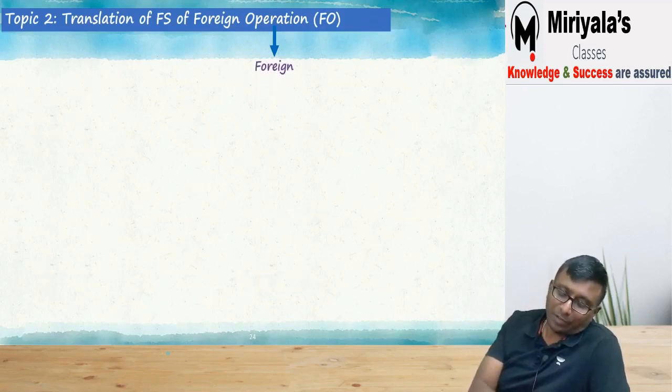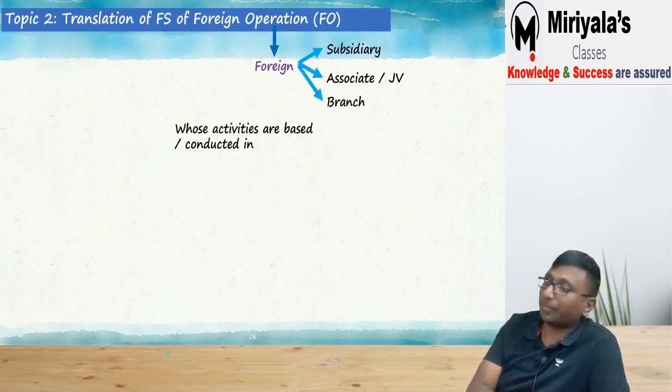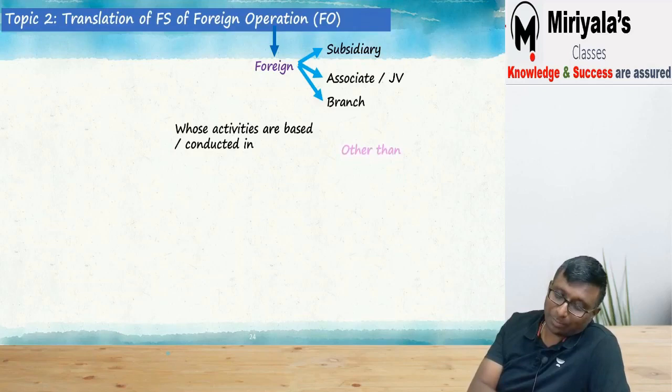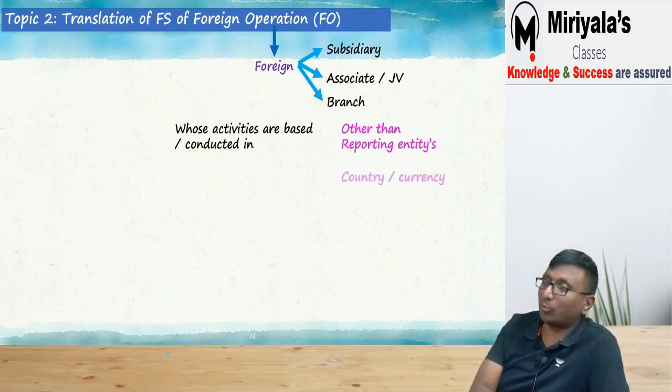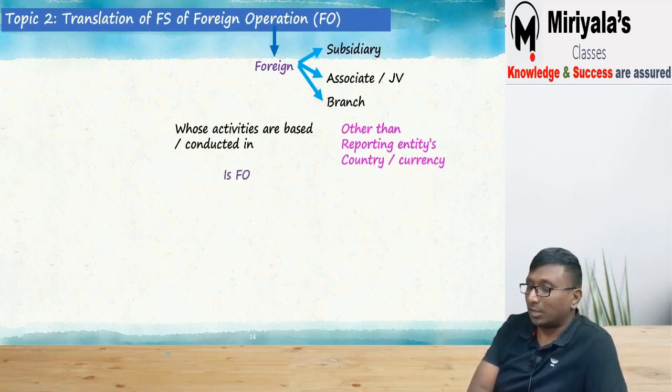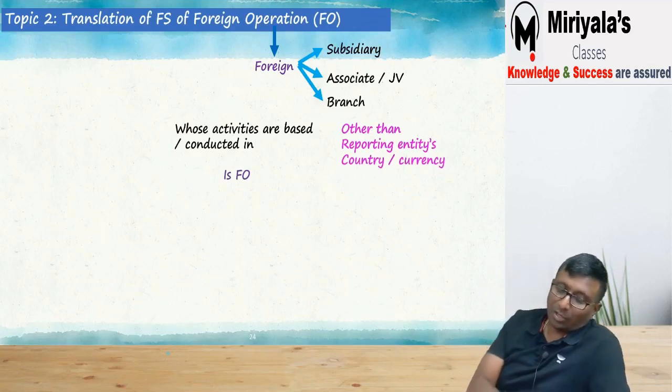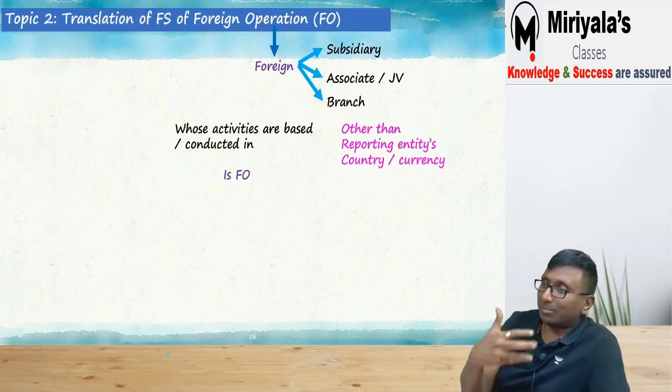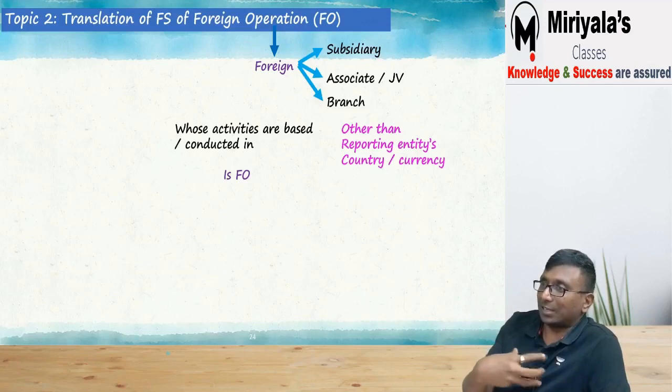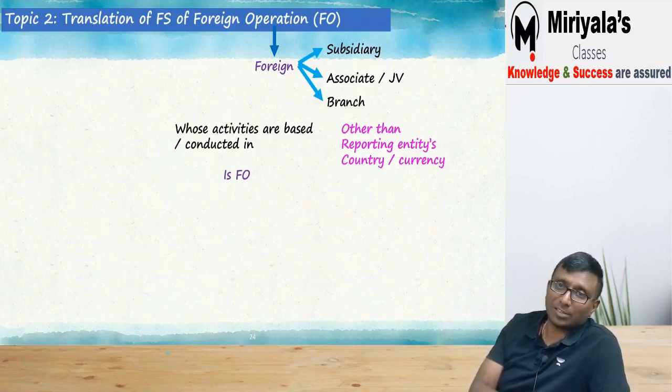Listen. This is a foreign subsidiary, foreign associate, joint venture, etc. Correct. Whose activities are based or conducted in a country other than the reporting entity's country. Correct. The reporting entity's currency, what do you say? Foreign currency, it's happening, not in my currency. Here one small point is a good point.